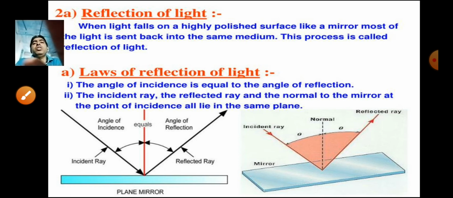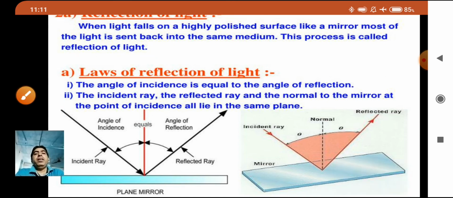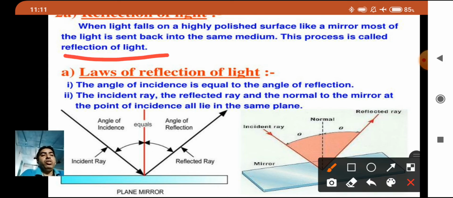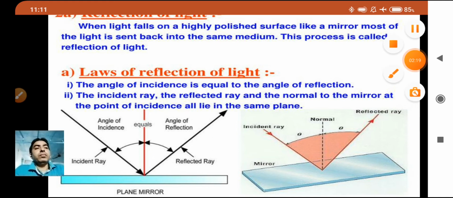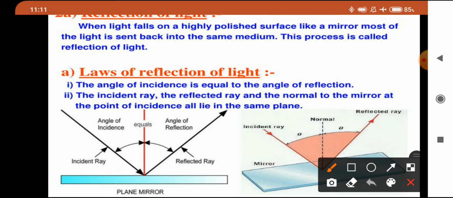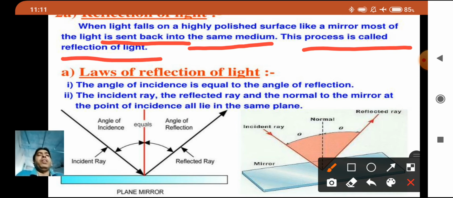Now we are going to see the reflection of light. Here we will see the reflection of light. What do you mean by reflection of light? When light falls on a highly polished surface like a mirror, most of the light is sent back into the same medium. This process is known as reflection of light.